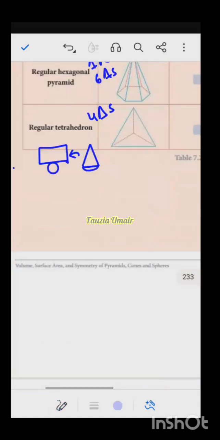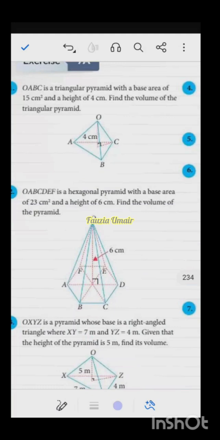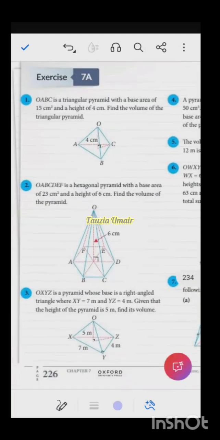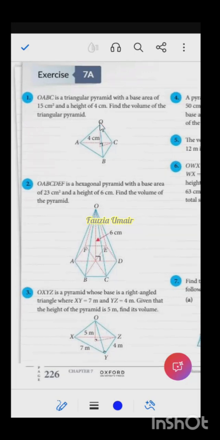So now we will move on to exercise 7A. The first few questions are very straightforward, just to get you familiar with the formula. OABC is a triangular pyramid with a base area 15 and height 4. What is the formula of volume? Volume is 1/3 multiplied by base area multiplied by height. Everything is given, so just put the values in the formula. 1/3 into 15 into 4. You can cancel the 3 with 15. 3 fives are 15, so the volume of this triangular pyramid is 20.